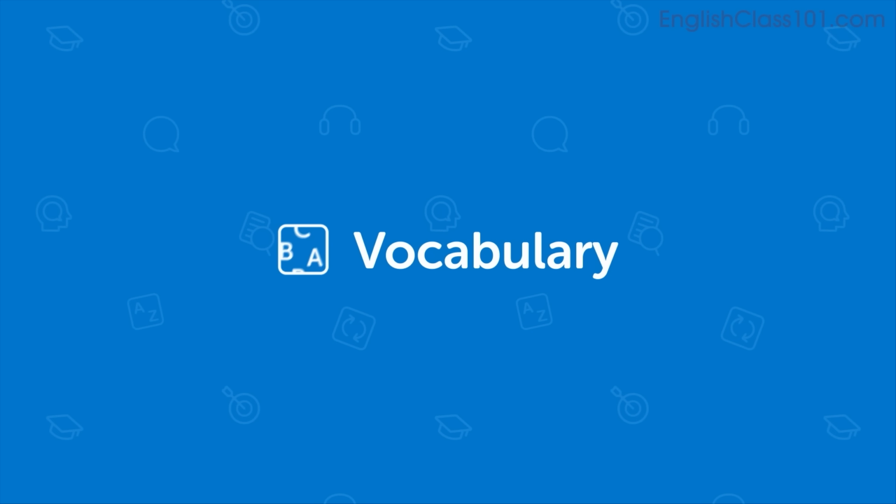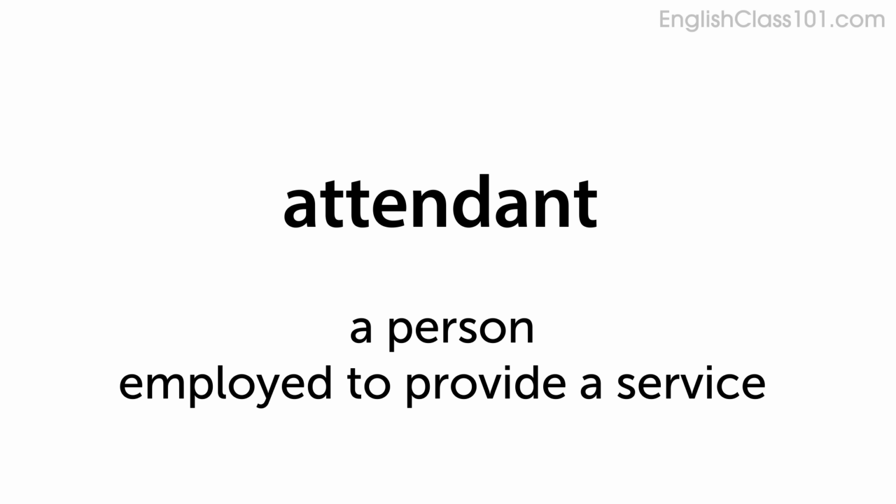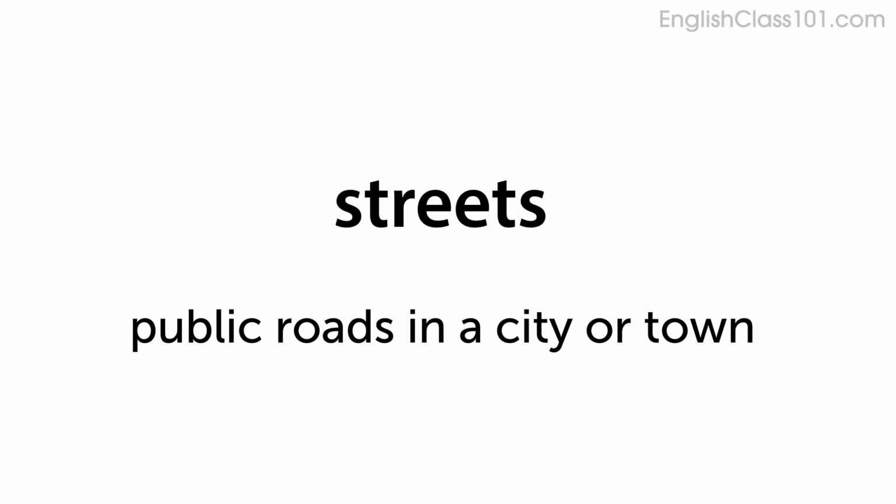Now you'll hear the key vocabulary, followed by the English translation. Steakhouse. A restaurant that specializes in serving steaks. Attendant. A person employed to provide a service. Streets. Public roads in a city or town.